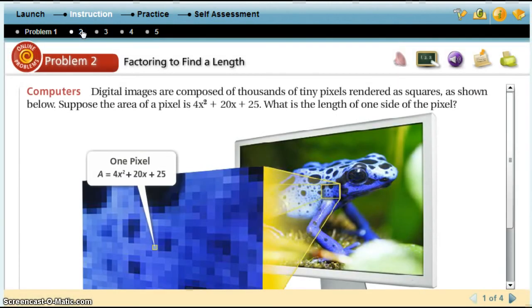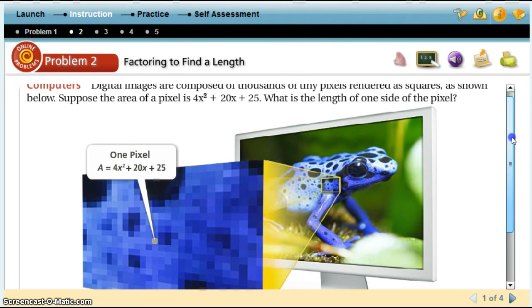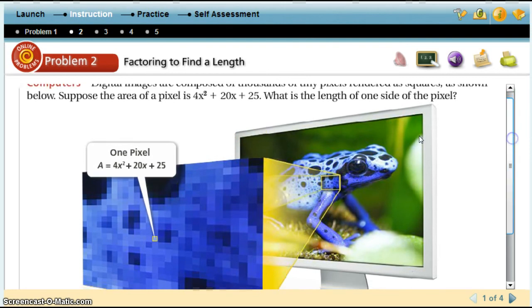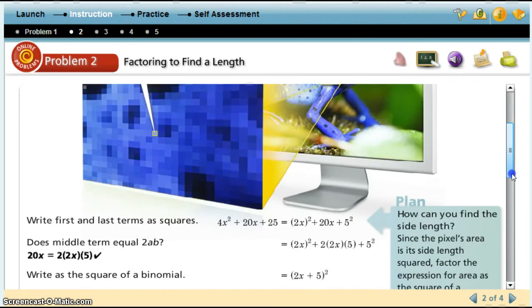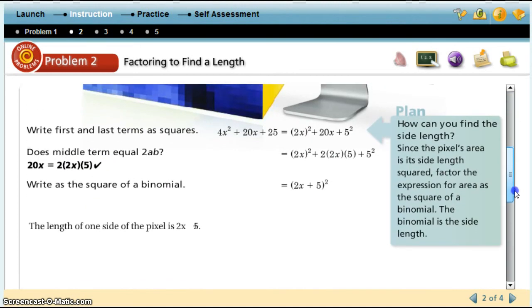Now, for this problem, I'm just going to go through this one quickly, but we want to factor this one. The difference in this one is that we have a coefficient of 4 in front of our x squared. So for this one, we're looking at pixels, and we want to know what the dimensions of the pixel will be if this is the area of 1 pixel. So I'm just going to bring up the solution here real quickly so you can look through it.